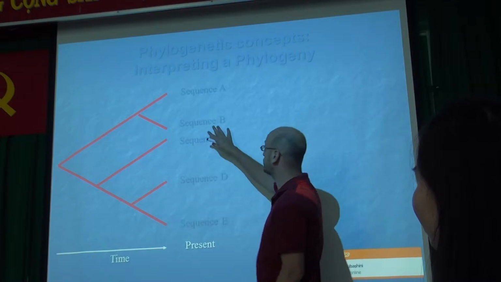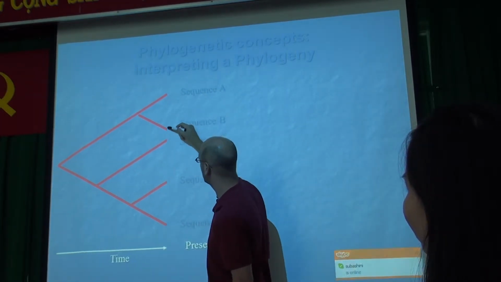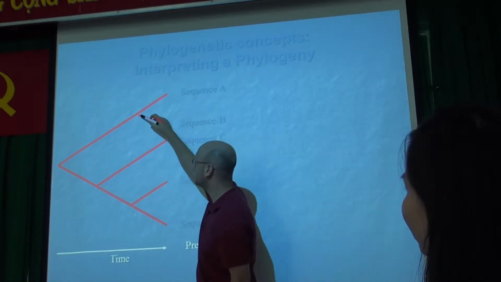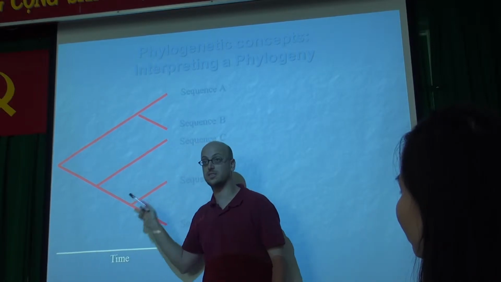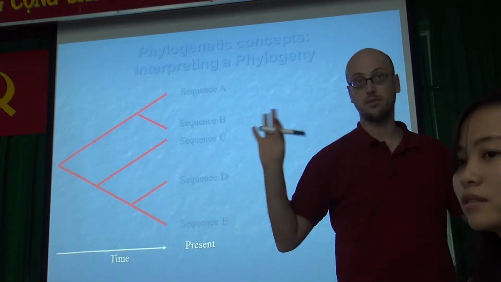And in the present we have sequence A right here, sequence B here, sequence C here, and so on. We don't have this sequence. We don't have this sequence because these sequences are in the past. We don't have them right now.